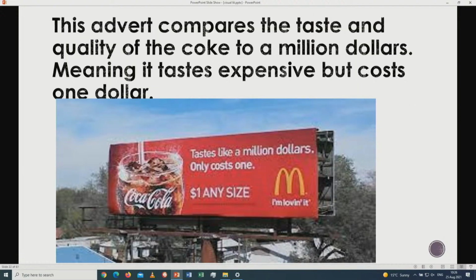This advert compares the taste and quality of the Coke to $1 million, meaning it tastes expensive but costs $1. So it draws the attention of the audience who like to have Coke. When we look at it, tastes like $1 million, meaning that immediately this sentence tastes like $1 million, it shows that it is an example of simile. So that is how, as I said, with simile, you will always find a key word like, or as.